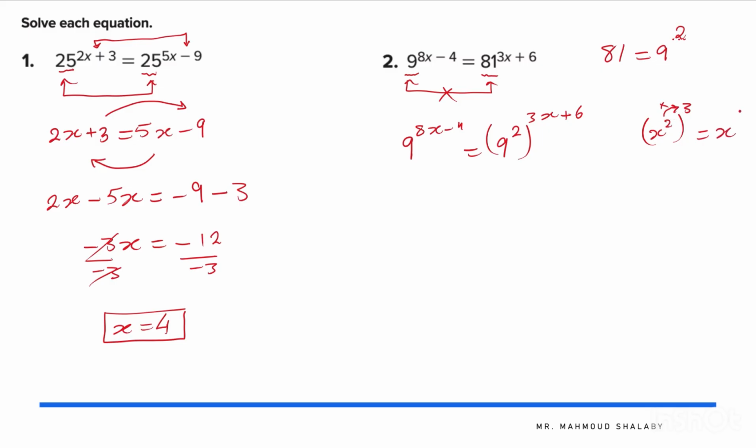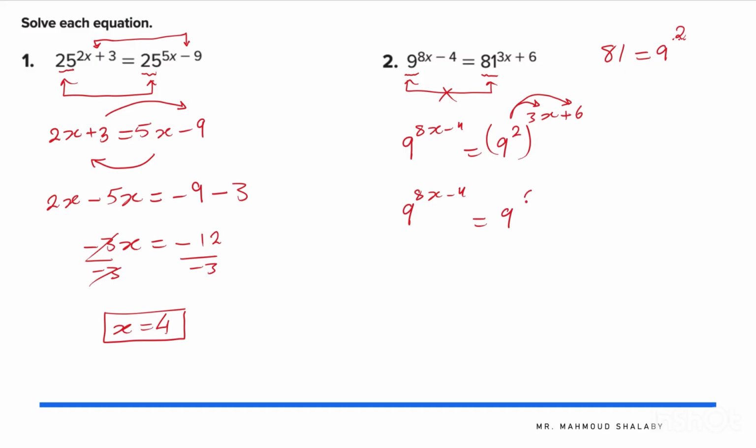So 2 times 3, so it will be x to the power of 6. All right. How to apply this here? Let me just remove this now. How to apply this here? In this case, this means if you multiply the 2 with the 3x plus 6, because we have a plus here, it means I will multiply 2 with both terms in the exponent. So again, the left side, I will not change anything. This one will be 9. Then I will multiply 2 over all of the terms in the exponent.